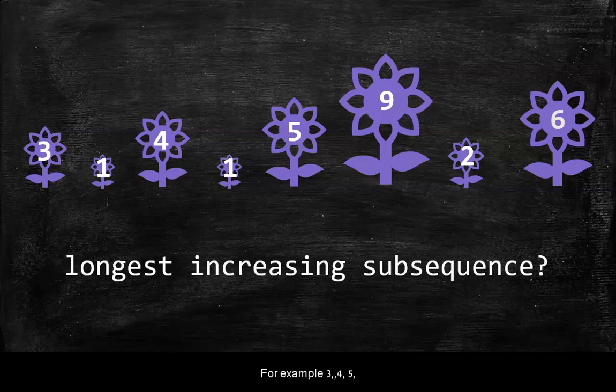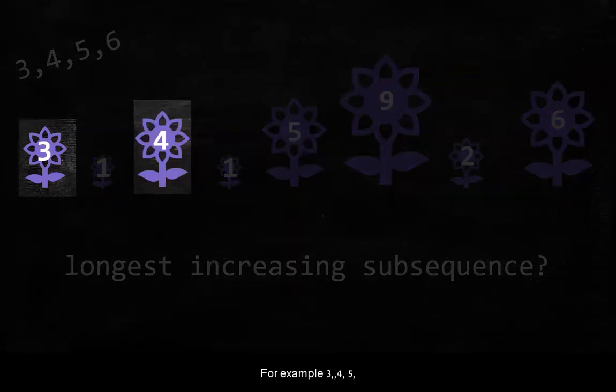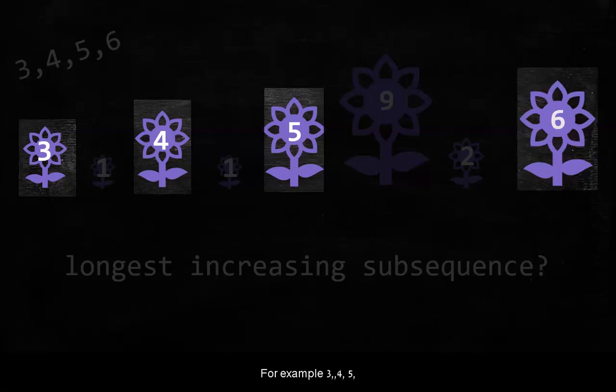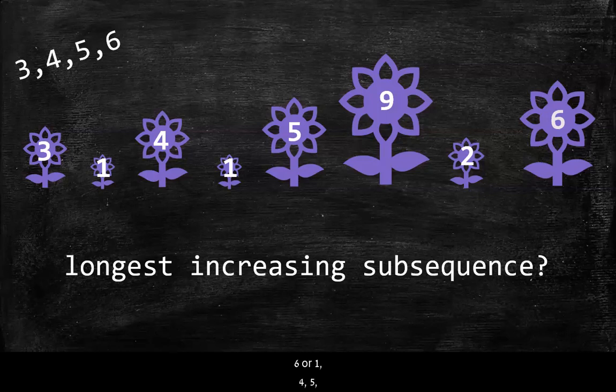For example, here it looks like 4 is the longest increasing subsequence you can get. For example, you can pick flower size 3, then 4, 5, and 6. Or another example, you can pick flowers with heights 1, then pick flower 4, then pick flower 5, then flower 9.